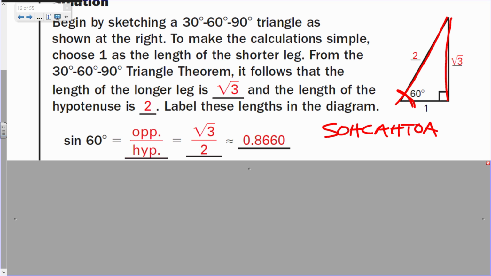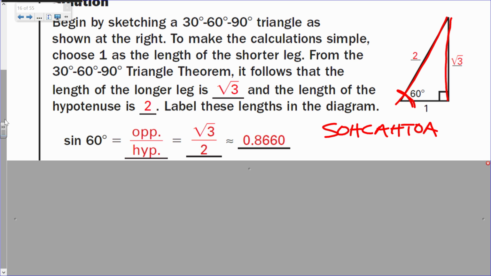Look at, there it is from warm-up. Opposite and hypotenuse. What's the side opposite to 60 degrees? It's the square root of 3. That side's not touching 60. What's the hypotenuse? It's the longest side of a right triangle. It's 2.